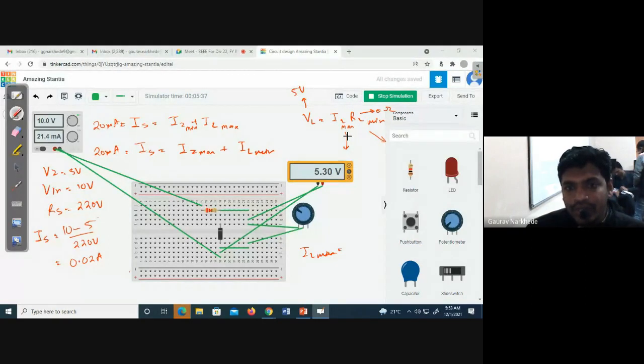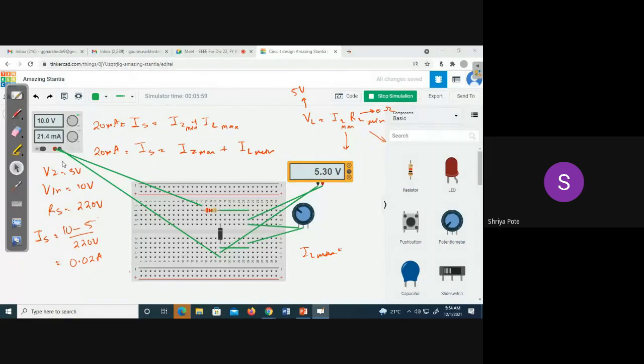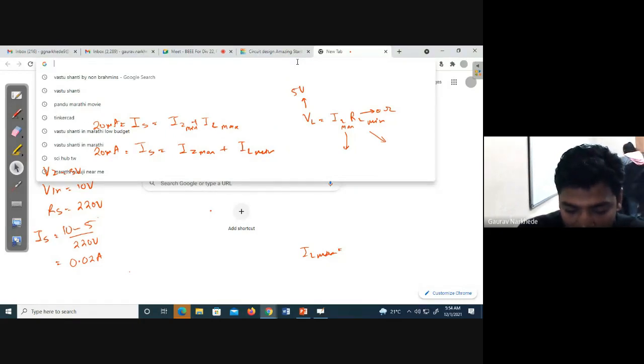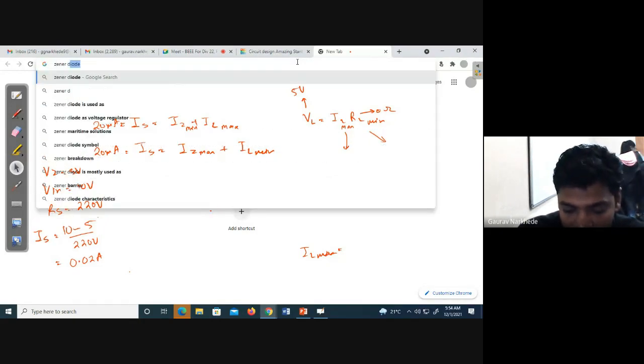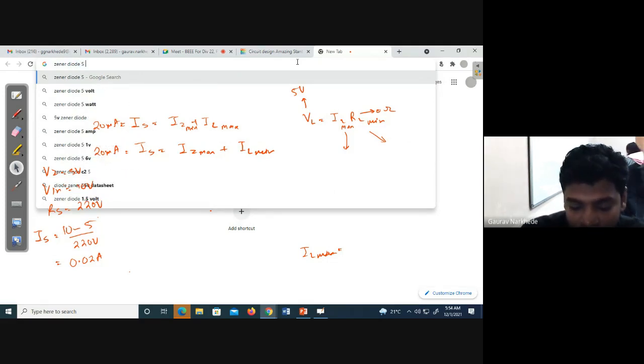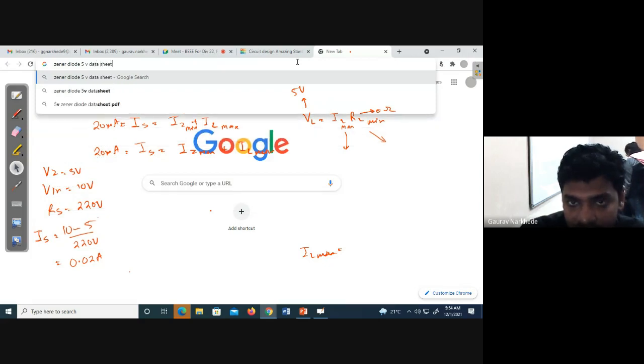ओके. गुड. सो लेट अस से दैट हमें IZ मिनिमम दिया है. सो इफ वी गेट IZ मिनिमम, कैन वी फाइंड IL मैक्सिमम? करेक्ट है ना? ओके. ये रेंजेस कहाँ से मिलेंगे? ये सब कैलकुलेशन है, राइट? सो आई कैन से Zener diode 5 volts data sheet.